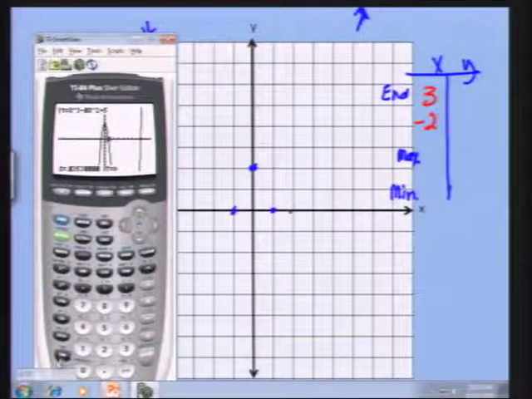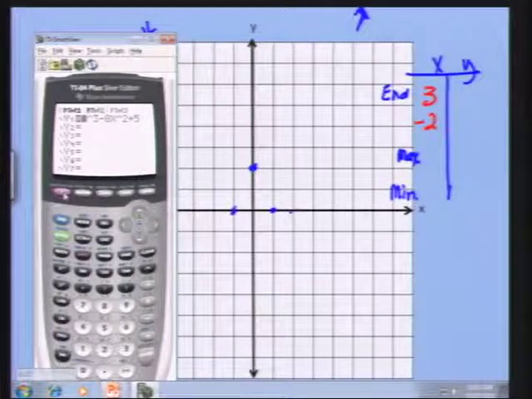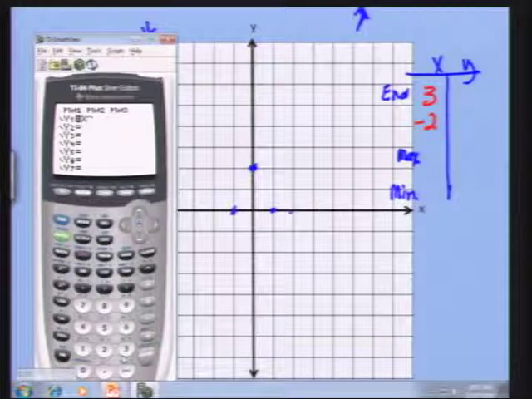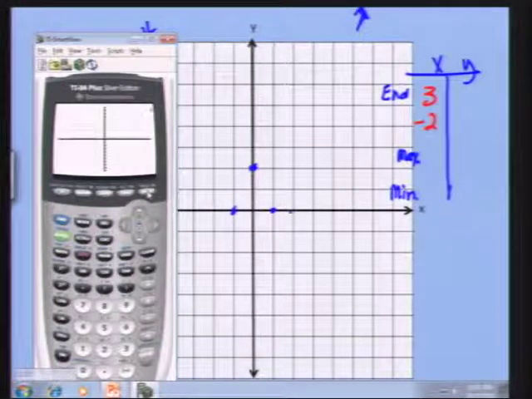And I feel real lazy since I've got to use the calculator anyway. Why don't I let it give me the 3 and the negative 2? So let's clear our y equals. Type in our new function, which is x cubed minus 2x to the second minus x plus 2. And let's look at its graph. I hope we have a good window.